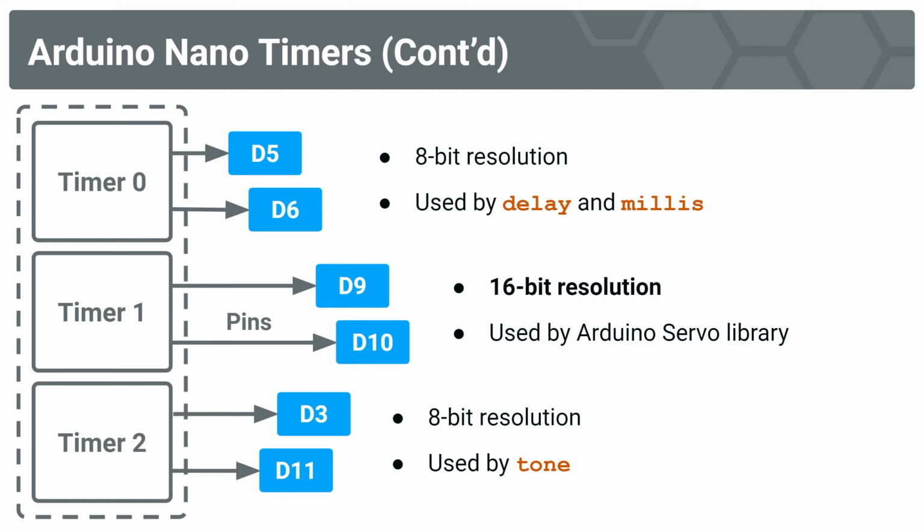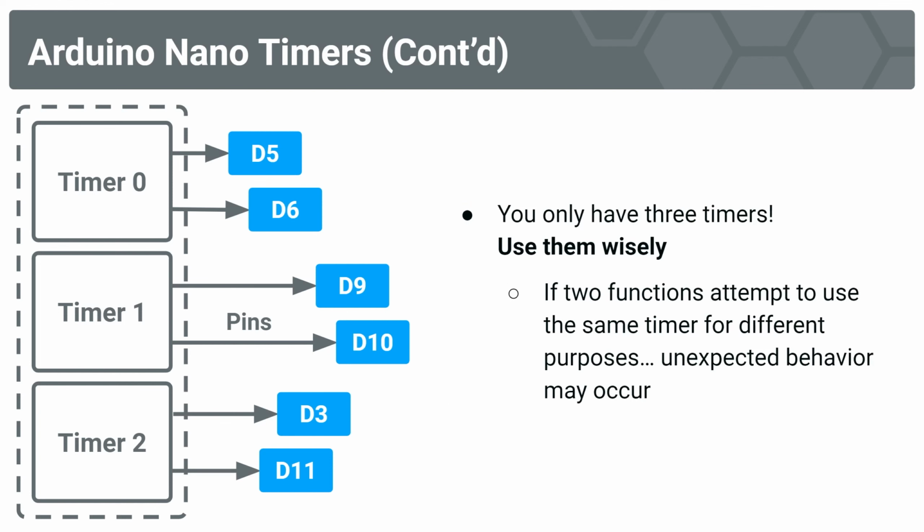And to summarize our discussion on Arduino Nano timers, we have to keep in mind that we really only have 3 timers here. And so we have to use them wisely, because if in your program you wanted to use the same timer at the same time for 2 different purposes, you'd get into trouble. For example, if you wanted to output unique PWM signals to both pins D5 and D6, you'd be in trouble because internally they're both connected to timer 0. Timer 0 can't feasibly output 2 unique PWM waveforms at the same time.